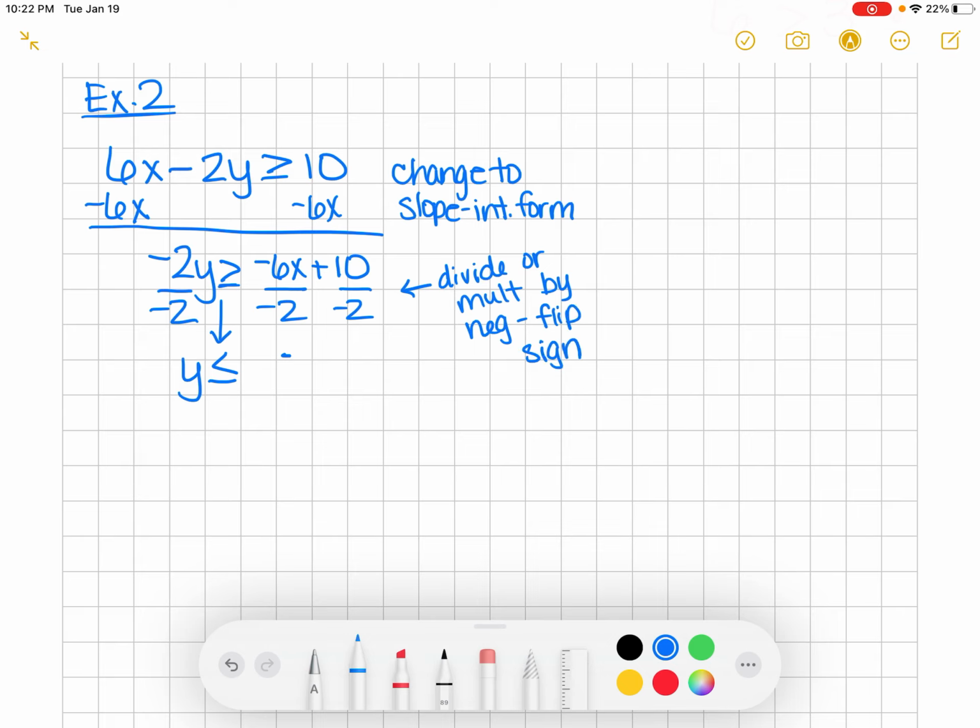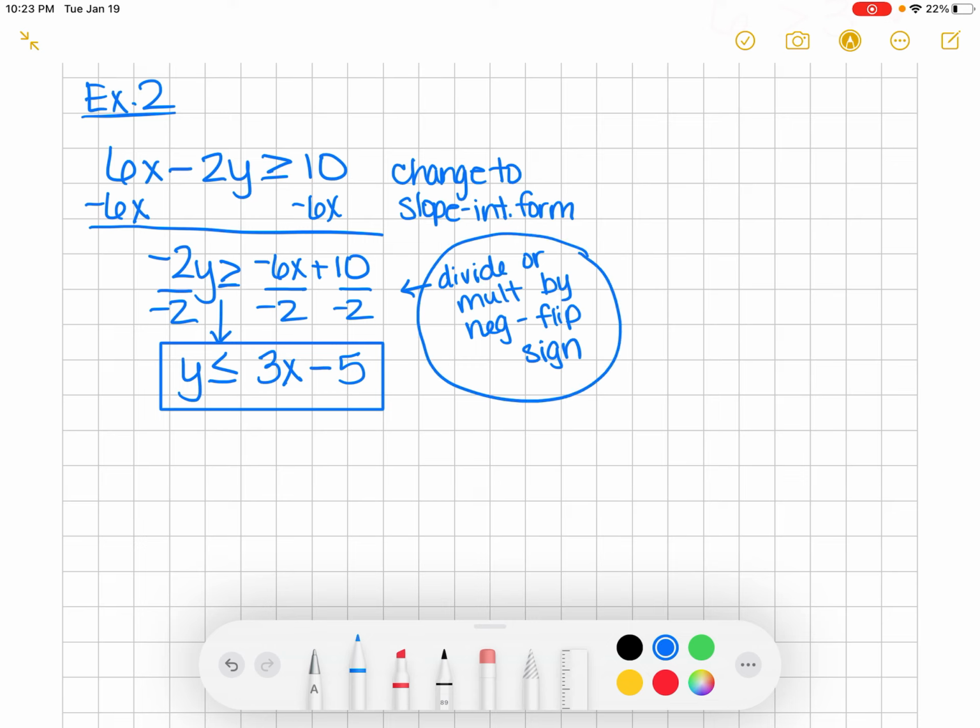Okay, so then this one, hold on, let me erase this little thing. This side is going to be 3x, and this is going to be minus 5. Okay, did everybody get that? You might have forgotten to flip your sign. That's okay, now you know. Make sure that you have that written in your notes so that you don't forget.